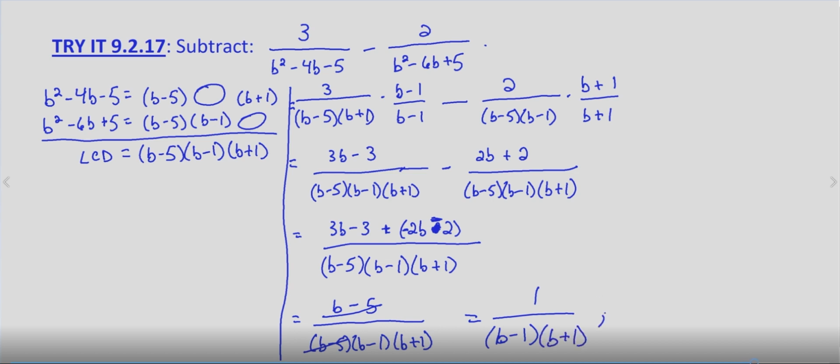And remember, b cannot equal negative 1. b cannot equal 1. And b cannot equal 5. If we had that, we would end up with, somewhere along the lines, a denominator of 0.